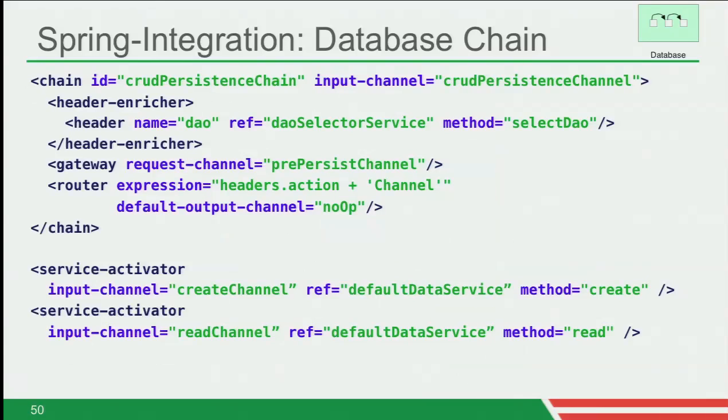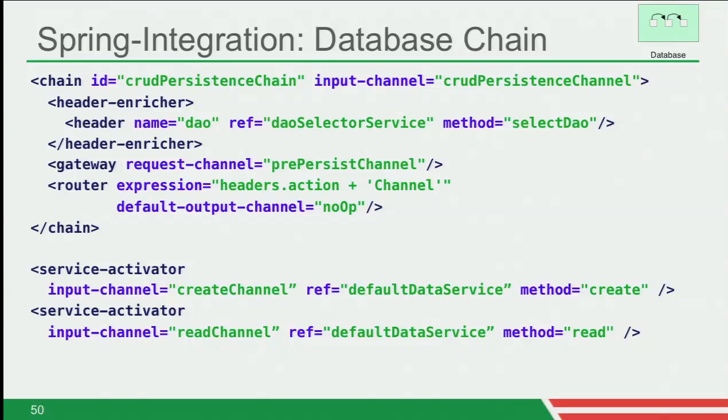Taking a look at what we're doing here, here's the chain. We have a DAO selector service. The thing to note is that the routing expression is simply a convention that we adopted. We did not have the need to write something heavyweight in order to route the message to the appropriate service activator in the end.